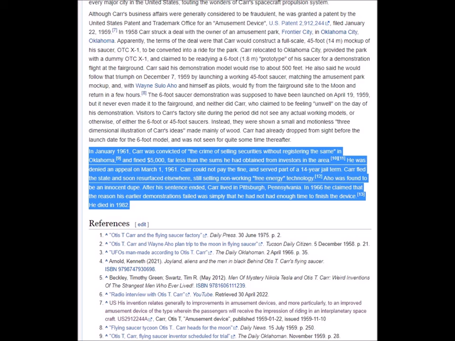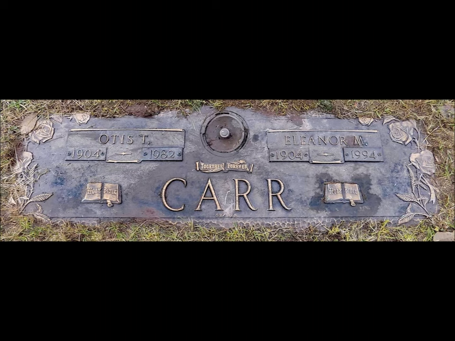After release, Carr is said to have fled the state, soon resurfacing elsewhere, apparently still promoting his free energy and propulsion ideas. In 1966, he claimed that the reason his earlier demonstrations failed was simply that he had not had the time to finish the devices. Carr is said to have lived out the remainder of his life in Pittsburgh, Pennsylvania, where he died on September 20th, 1982. But is this really the conclusion of Carr's story?